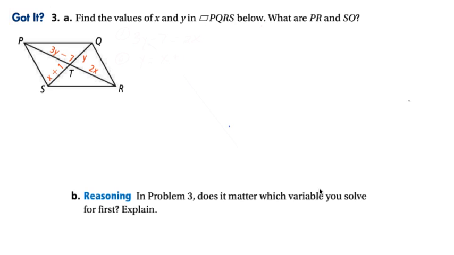Alright, here's one for you to try, very similar to the last one. Go ahead and pause the video, set up your system of two equations and two unknowns, and see if you can solve for x and y, and then find out what the lengths of the two diagonals PR and SQ are equal to. Actually, that should say SQ. So go ahead and pause the video, try to solve those on your own, and I'll show you how to do that when you get back.